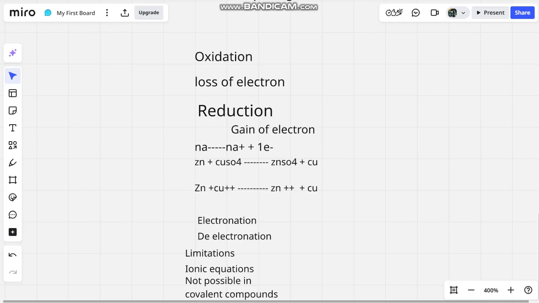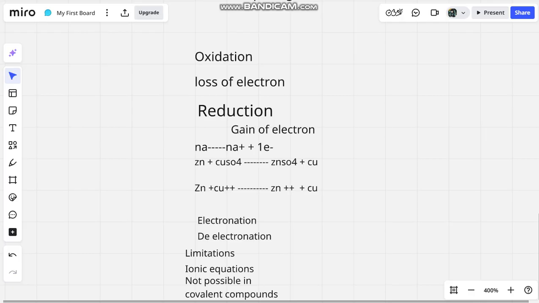Zn plus CuSO4 gets converted into ZnSO4 plus Cu. Now you have to convert this in ionic level, right? Basically like this. You have to convert this in terms of ion. Zn plus Cu plus plus, which is the charge, gets converted into Zn plus plus plus Cu. How did it gain the plus plus charge? That is because of SO4. SO4 has a charge of -2, right? -2 charge, and in this CuSO4 the net charge is 0, right?